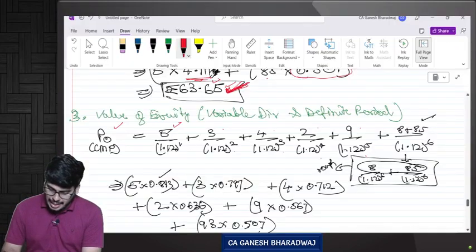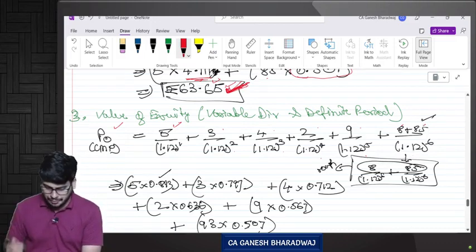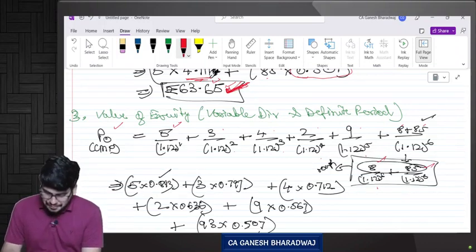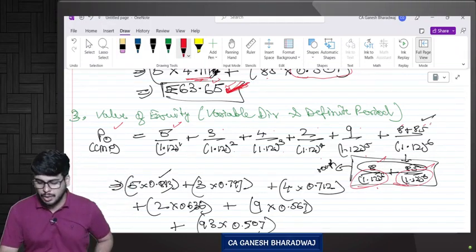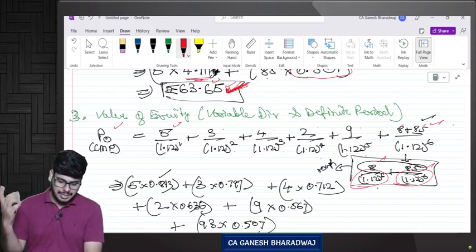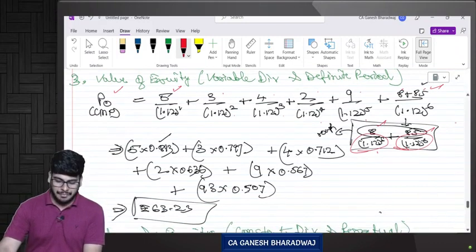So you can directly add the two. 8 plus 85 divided by 1.12 to the power 6, or if you want you can say 8 divided by 1.12 to the power 6 plus 85 divided by 1.12 to the power 6. Since the denominator is the same, you can add the numerators as such. That's what I have done here. 8 plus 85 divided by 1.12 to the power 6. You know how to calculate the present value interest factor of the respective year.